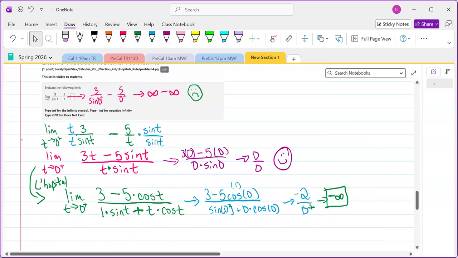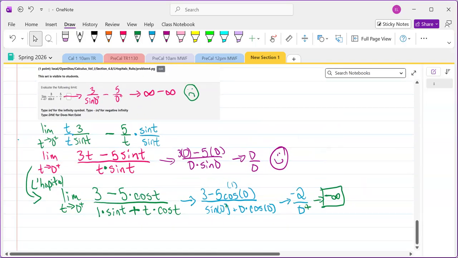But see, if my numbers, the 3 and the 5, were a little bit different, I could have had positive infinity. Or if they were the same, I could have had another L'Hopital situation. It won't do that on the test, because we don't want to make you do another L'Hopital on something that was a product rule. Once is okay, twice, hell no.